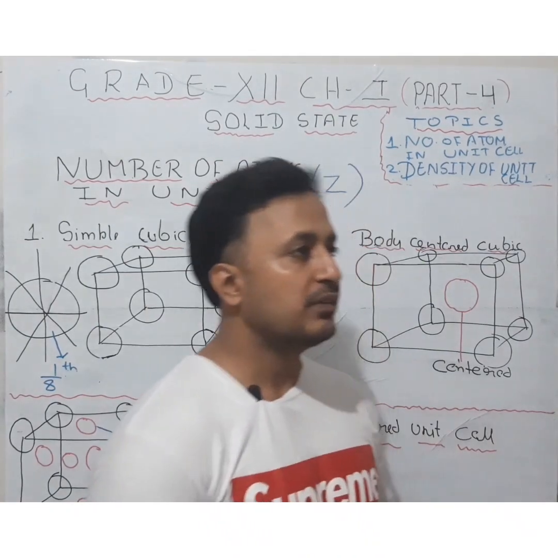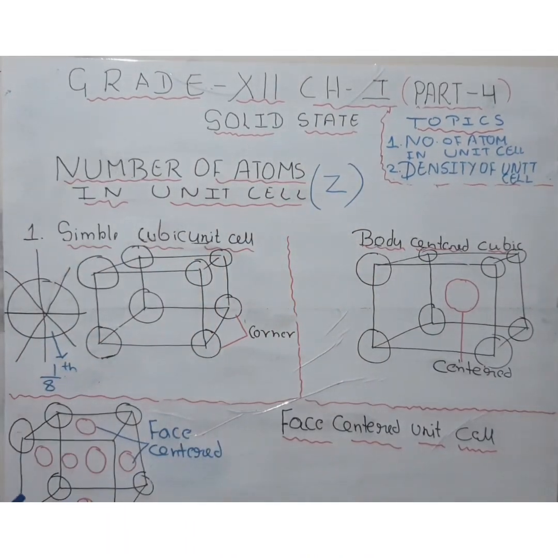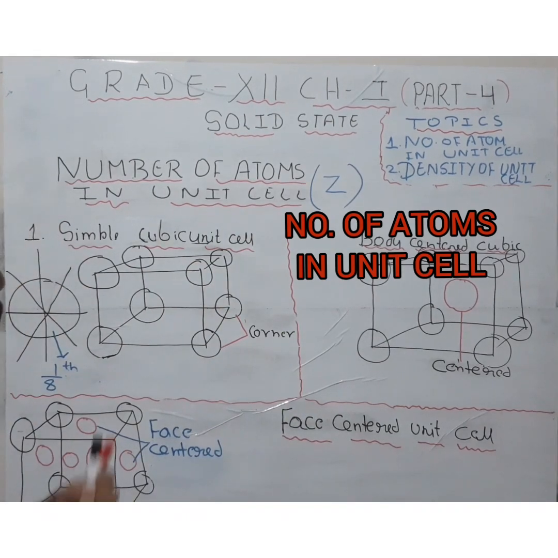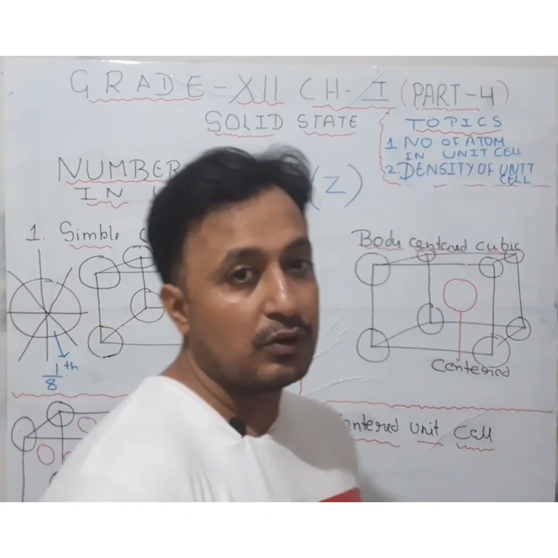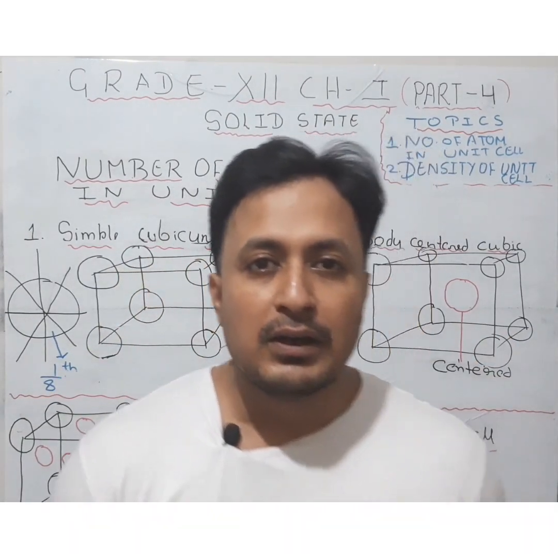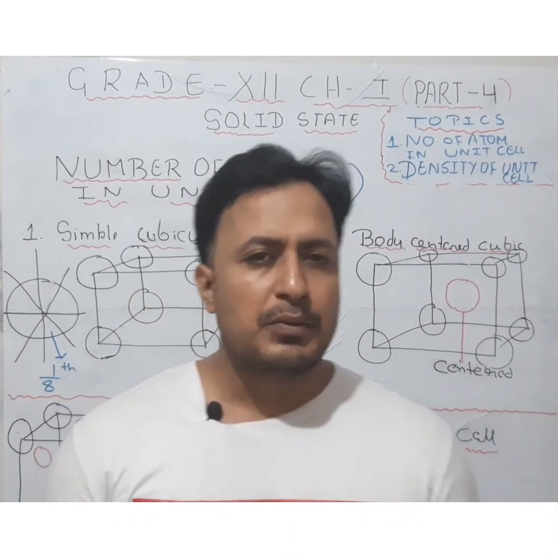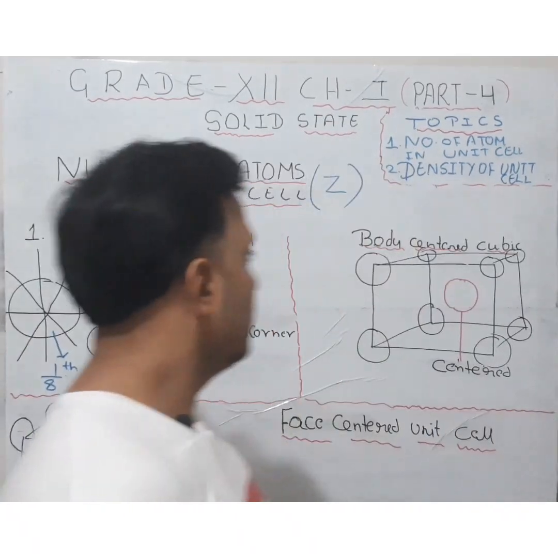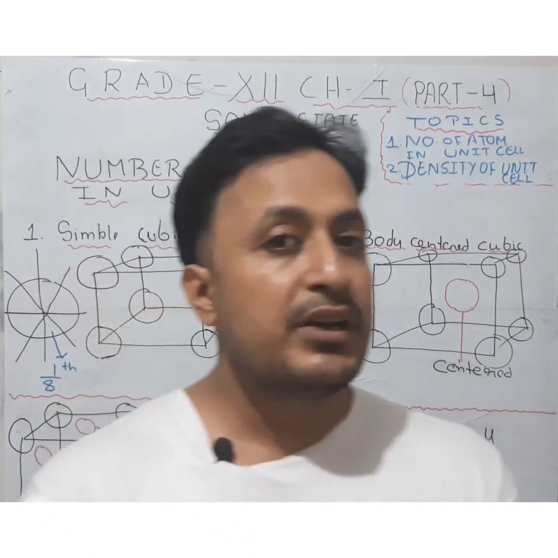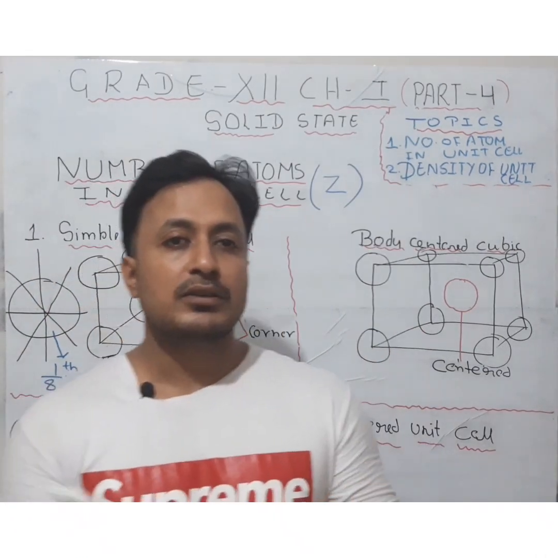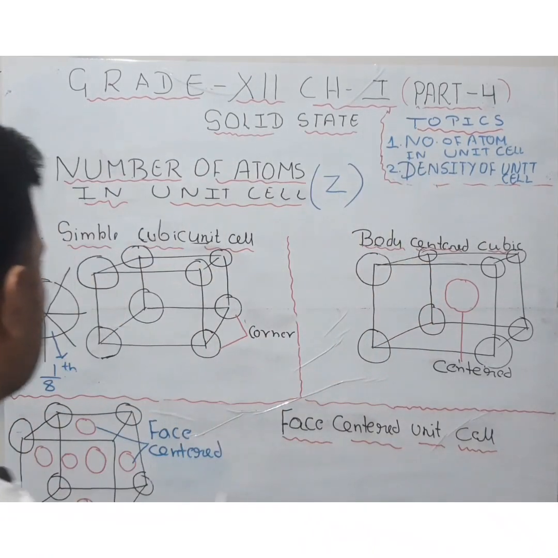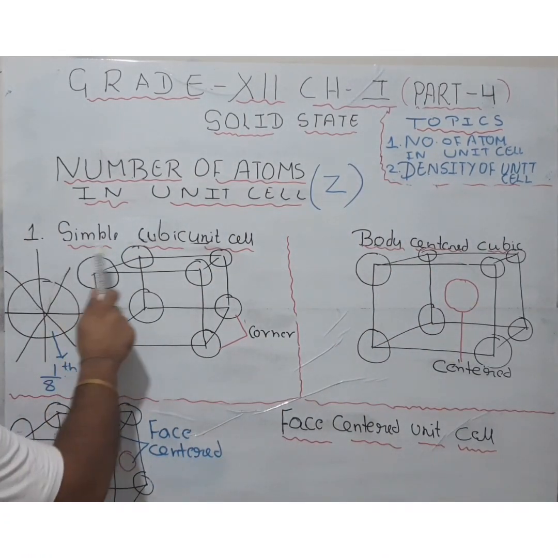So let's start. The first thing is the number of atoms in the unit cell. Now how do we find the number of atoms? You know that the constituent particles are always present in the unit cell, and those constituent particles may be molecules, may be ions, may be anything, but they are forming that unit cell. So we have to find how many atoms actually form a certain type of unit cell. Just see the simple cubic unit cell.